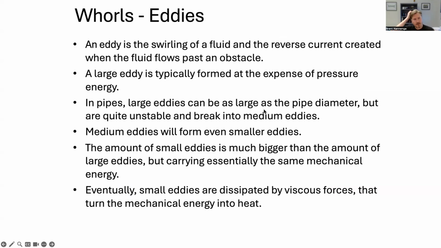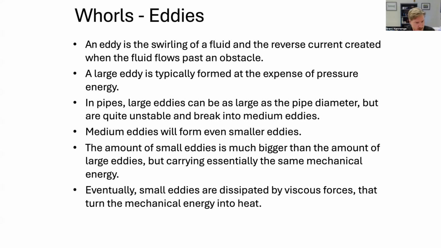So first, talking about what turbulent flow looks like, the flow has what I call eddies. There's this swirling fluid. The fluid swirls, and you have a reverse current created when fluid flows past an obstacle, or just when it's flowing really quickly through, for a pipe, for example. Usually what happens is you'll get these large eddies formed at the expense of the pressure energy. That pressure energy is what's driving the flow, driving the high velocity. You'll get these large eddies.